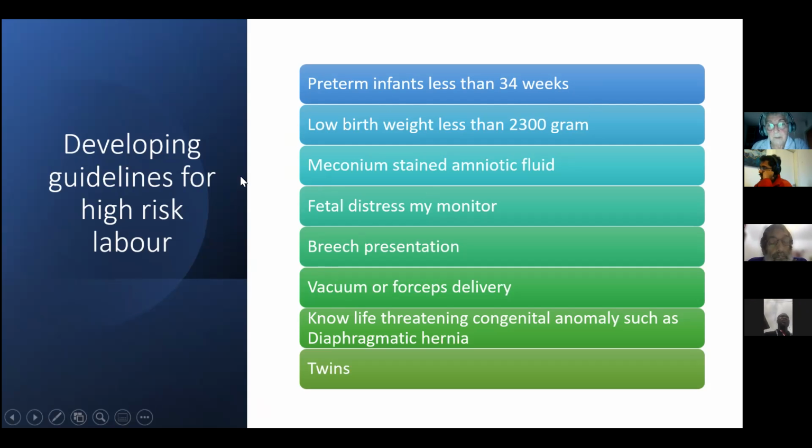This is a list, plus or minus what we have in our unit. A baby who is preterm, known to have less than 34 weeks gestational age, a certain limit of weight, if the baby is low birth weight, less than 2.3 kilo, meconium-stained amniotic fluid, fetal distress by monitor, breech presentation, vacuum or any instrumental delivery, or some kind of known congenital anomaly diagnosed by ultrasound, and twins. So this is a list that everybody should know. In the delivery room, they should know. Our colleagues in the ObGyn should know, and they should call us either to the delivery room or to the operating room, so a specialized team is present to take care of the baby.